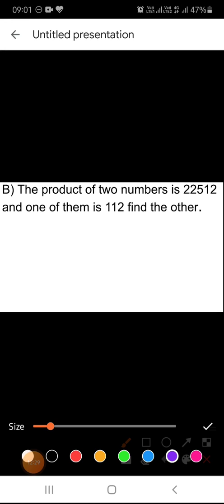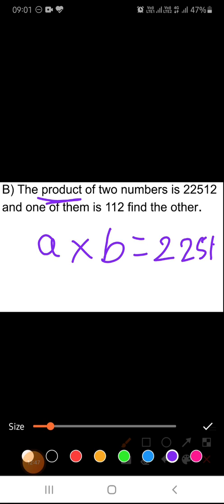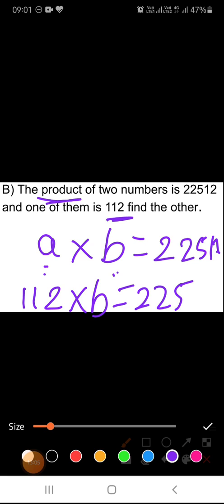Next is B part. The product of two numbers is 22,512. Product means what? Multiplication. Multiplication of two numbers is 22,512. Let's suppose that two numbers A and B are there. We don't know the numbers, so we are writing A and B. So the product of these two numbers is 22512. Now one of them is 112, and it is said that one of these numbers, it may be A or B, is 112. So I'll write A as 112 and B as it is. So it is 22512.